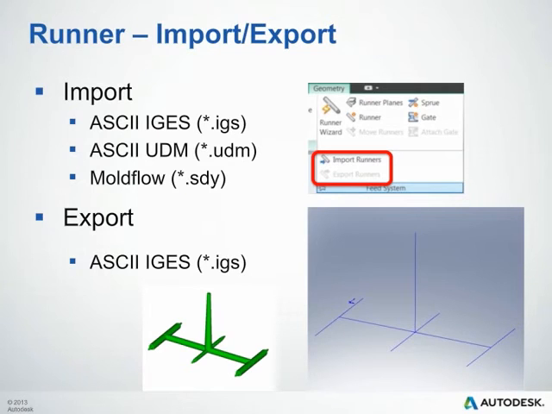Now we'll cover the final option for building your feed system, and that would be to import your runners. This can be very useful for complex runner systems that may have several curves to them. They can be more easily modeled in your CAD package than they can be within Moldflow Advisor. So we typically recommend this procedure in those cases. There's an icon to simply import runners, and we allow you to import an IGES, a UDM, or a .scy file. But please keep in mind, this is import runners. So after you import your runners, you're still going to need to build your sprue and your gates.